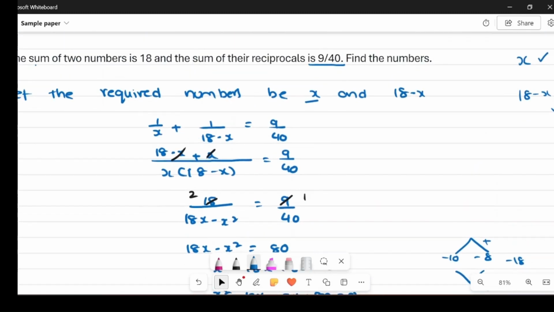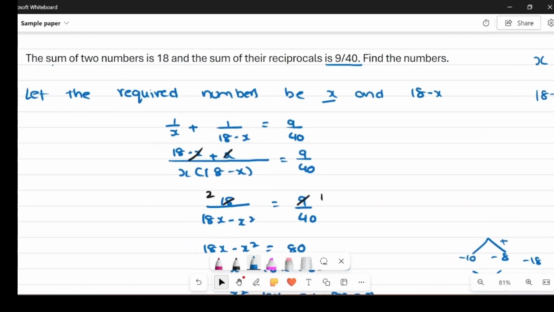Hope this is clear. We can also solve this in two variables. You can assume one number as x and another number as y. Then x plus y is equal to 18, and 1 by x plus 1 by y is equal to 9 by 40. You can solve in that way also, but you need identities in order to solve that question. Alright, go to the next question.